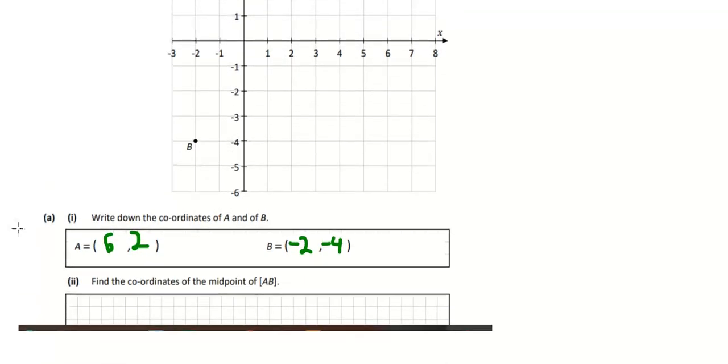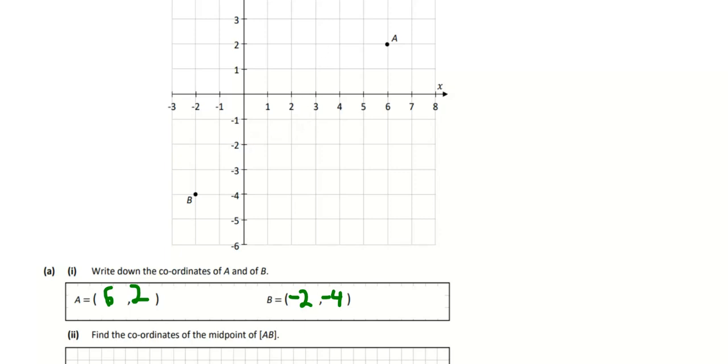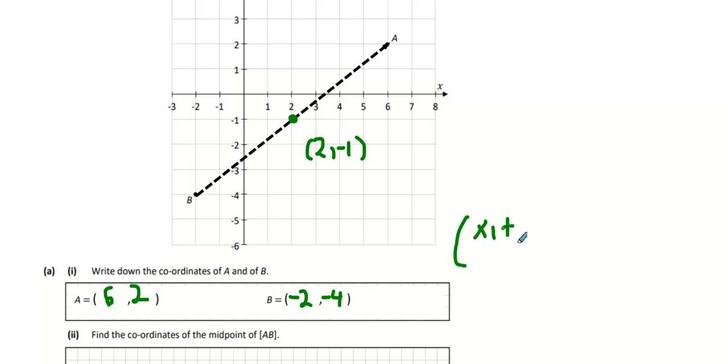Now, find the coordinates of the midpoint. You could draw a line and sort of gauge it, which would be, I think it looks a bit like 2, minus 1 to me. But most people would use the midpoint formula, and they'd be correct in doing this.